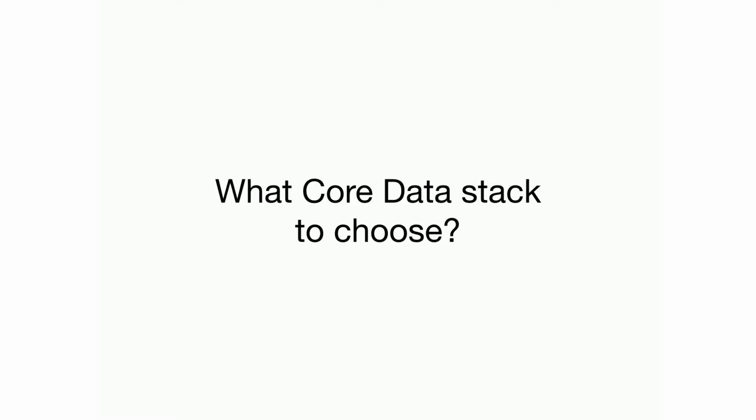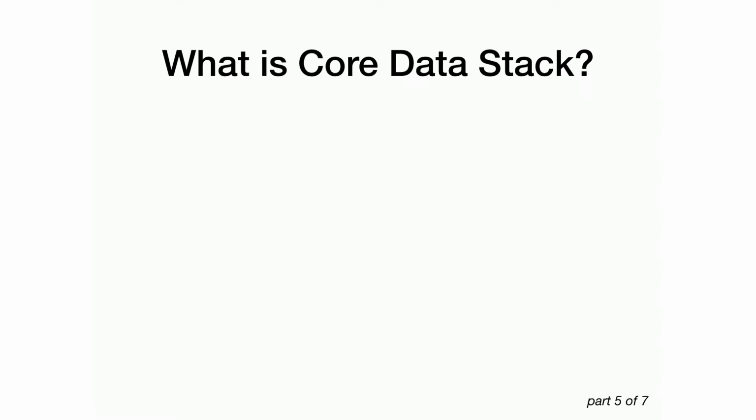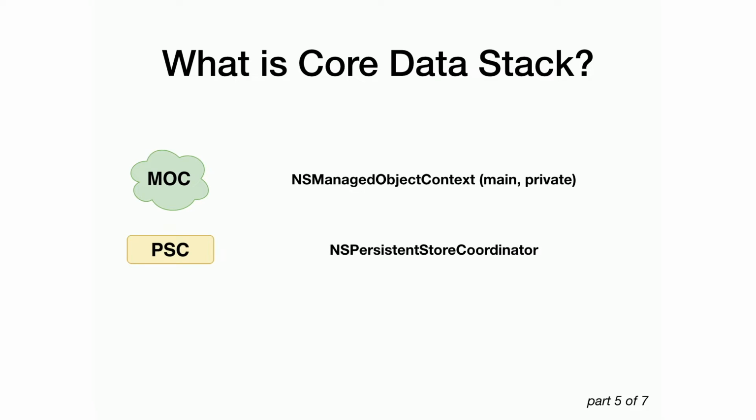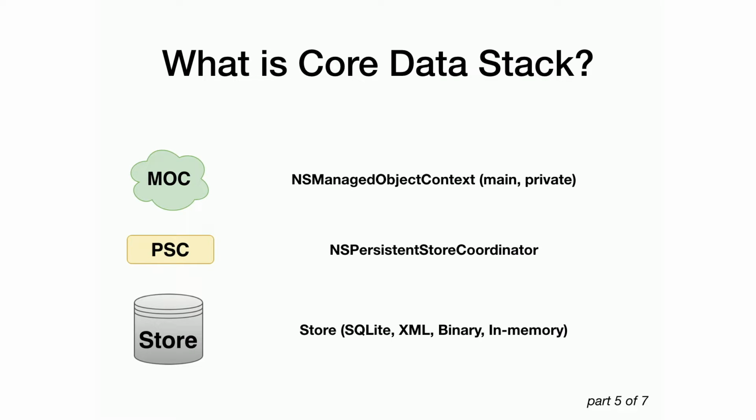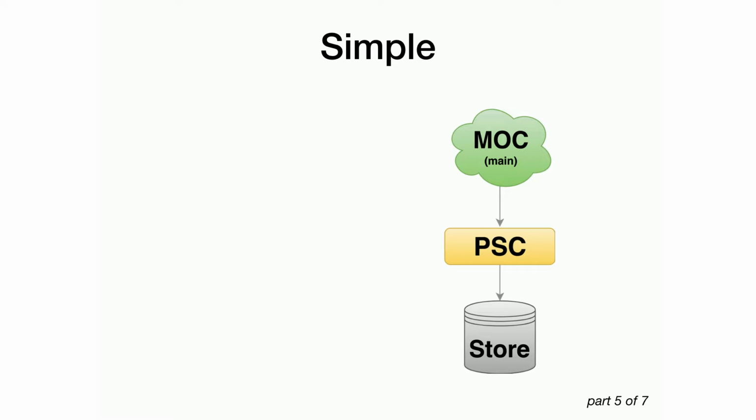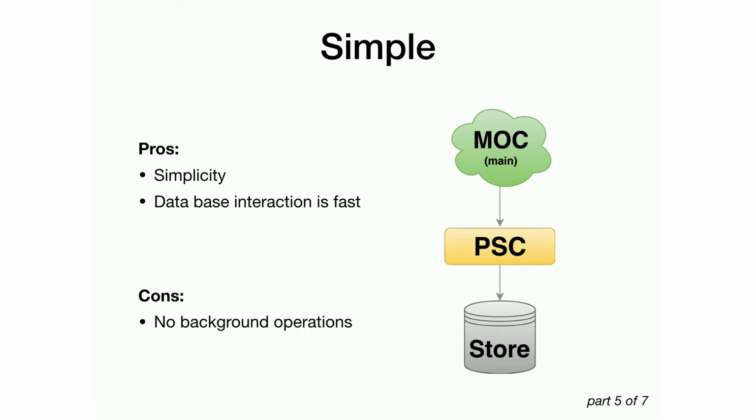Now let's talk about core data stacks. Before deciding which stack to choose, let's briefly brush up on what a core data stack is. A core data stack is context, coordinator, and store, and the connections between these objects. If you pick one instance of each class, we can have the simple stack: simple, fast, but completely useless for a production app because we don't have any background processing here.